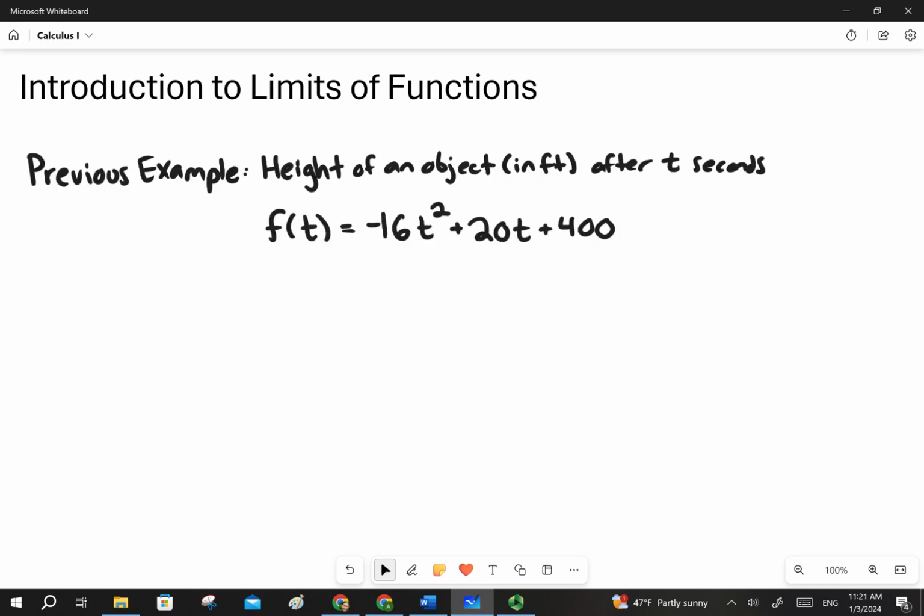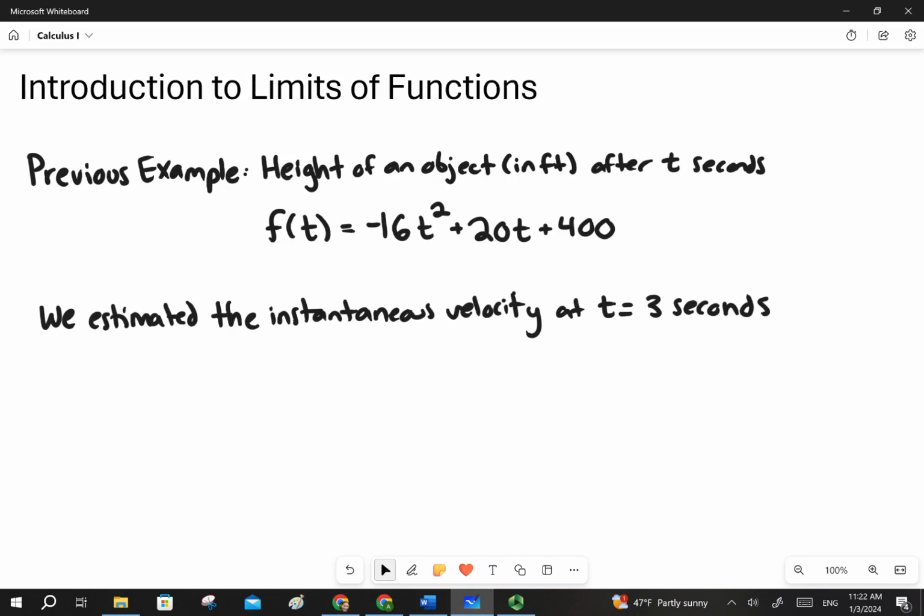When we looked at the example of an object whose height above the ground in feet after t seconds was given by the function f of t equals negative 16t squared plus 20t plus 400, we estimated the instantaneous velocity at 3 seconds by calculating a few different average velocities over shorter and shorter intervals. We called the function h of t, but I'm changing it to f of t here to avoid confusion later. To remind you of that example, these are the values that we calculated.